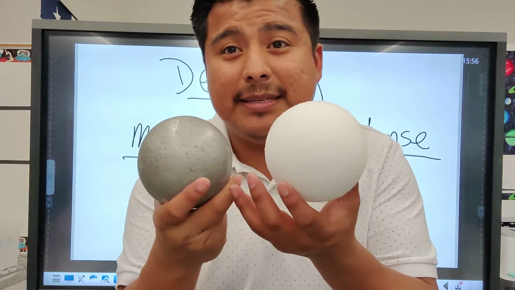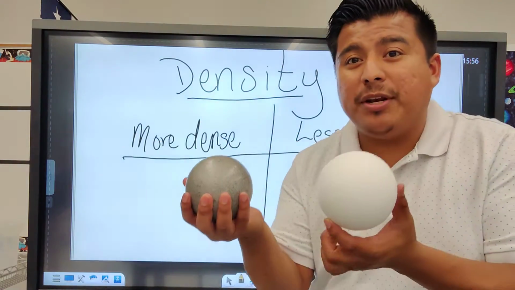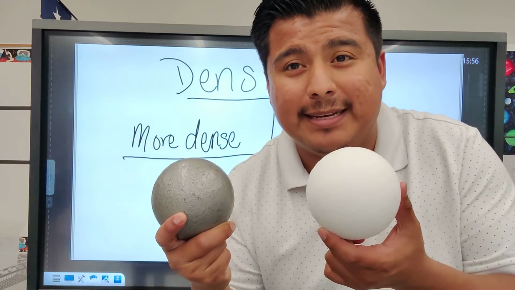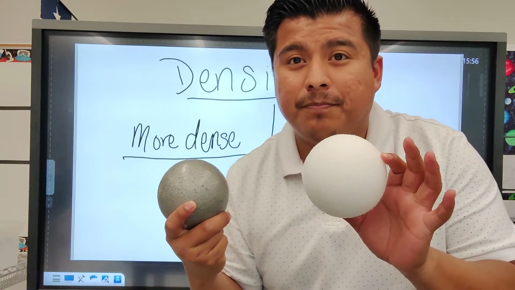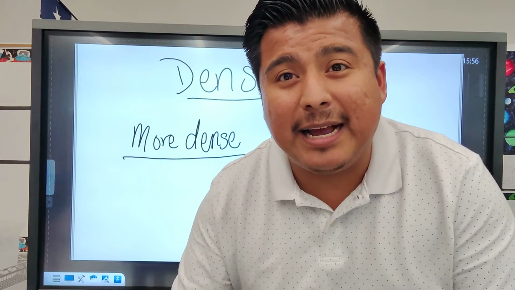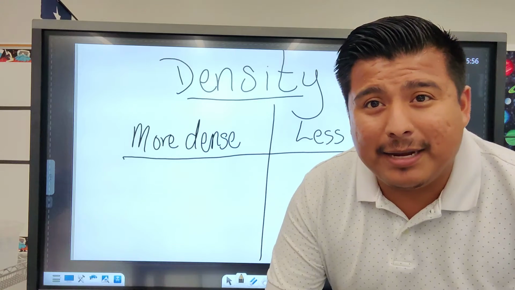I have a styrofoam ball here and I have a lead ball, which is about the same size. Now, which one do you predict has more density? The lead ball or the styrofoam ball? In order to find that out, you need to think about what density is.